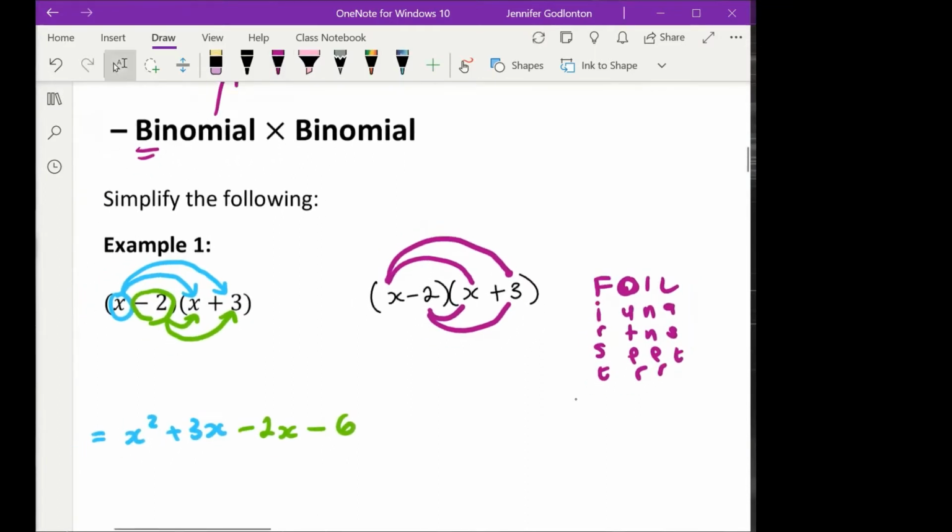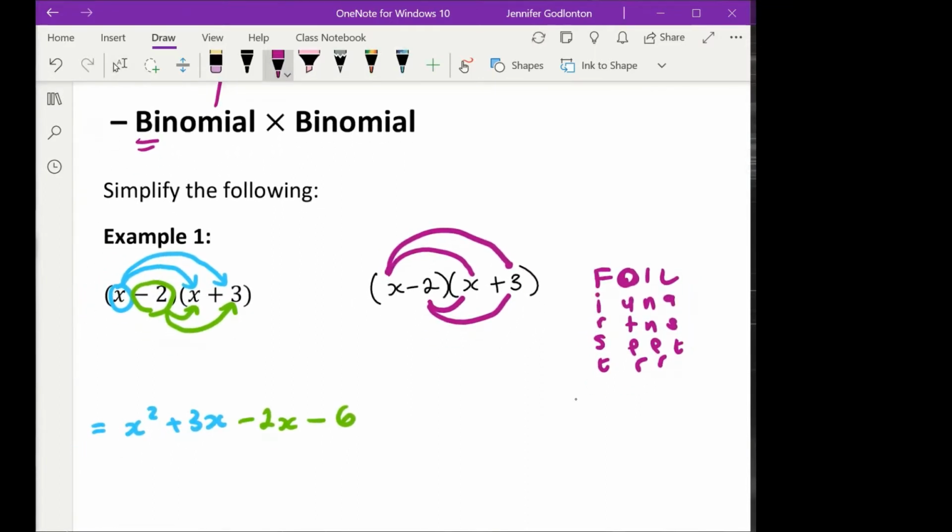And lots of teachers will use that word, so don't be scared when you see it in class coming up when you start doing this. Oh, that L went a little bit cuckoo. There we go. But all we're doing is multiplying everything in our first bracket by everything in our second bracket.